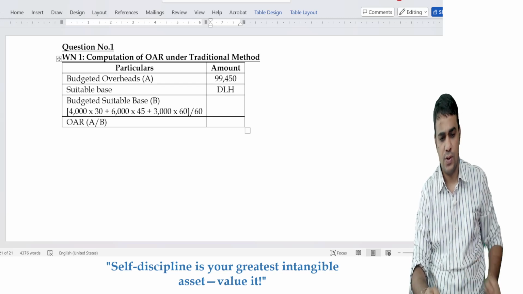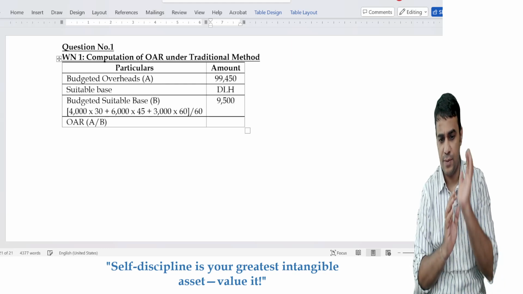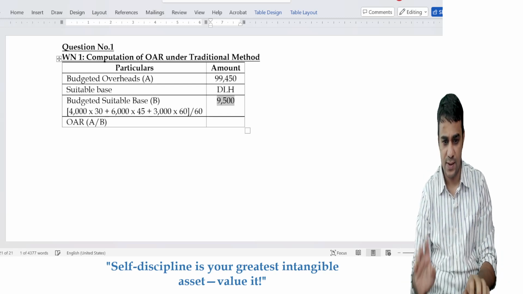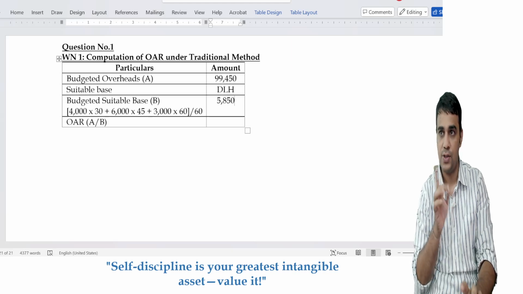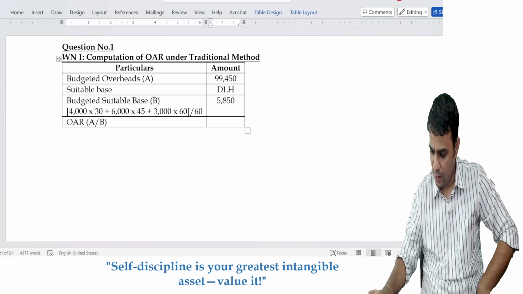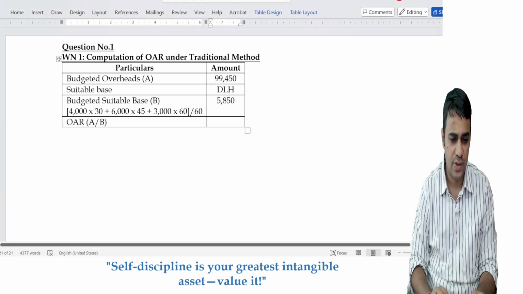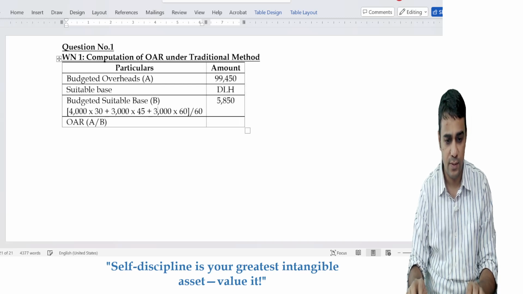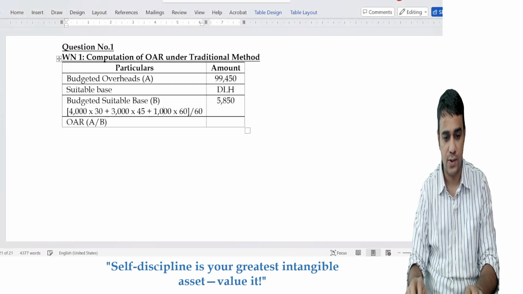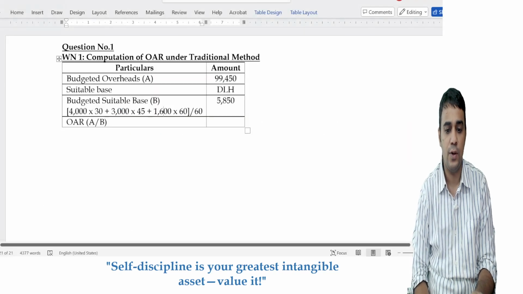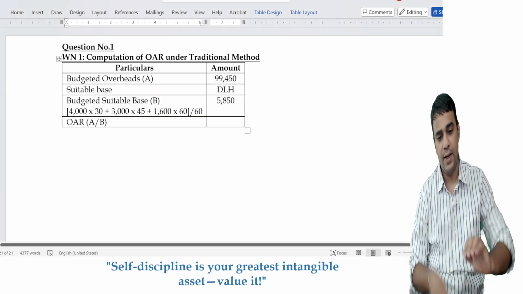Just maybe somebody confirm, is it 9,500? Are you getting? No, somebody has given me a different answer. 5850. Can you check the calculation? Because I don't think it will go that high. Another student has said 9,500. Have I written anything wrong? Okay, okay. My mistake. Sorry, sorry. This is 3,000 and this is 1,600. Units I wrote wrong. 4,000 into 30, 3,000 into 45. Sorry, sorry. 5850.